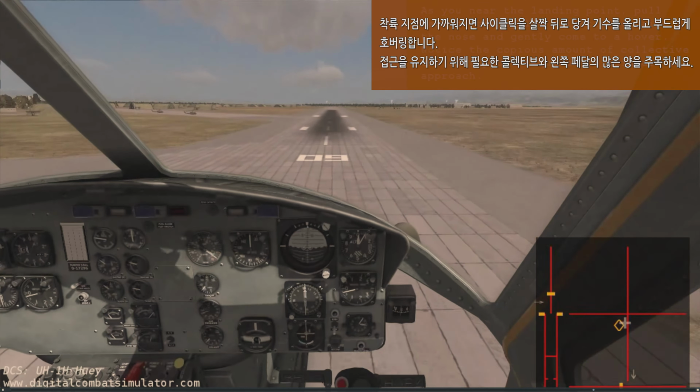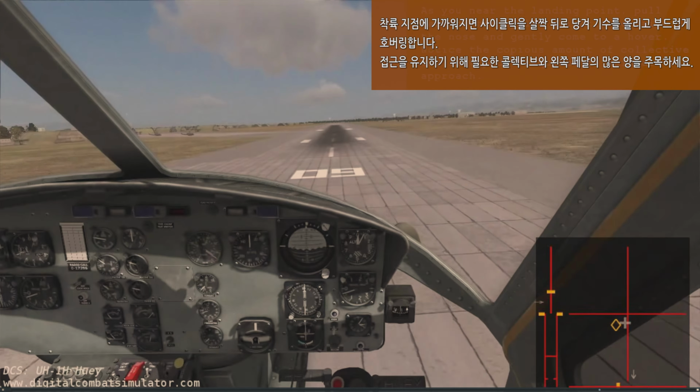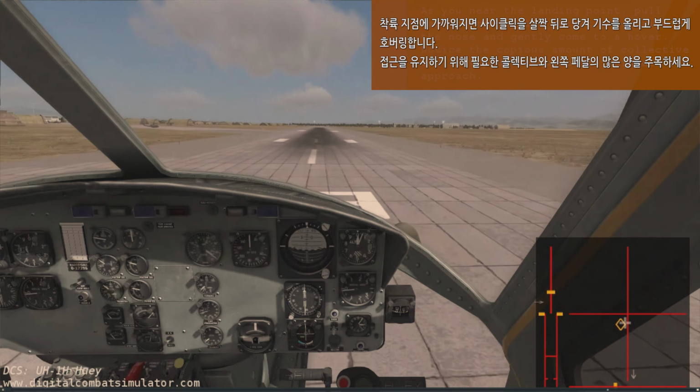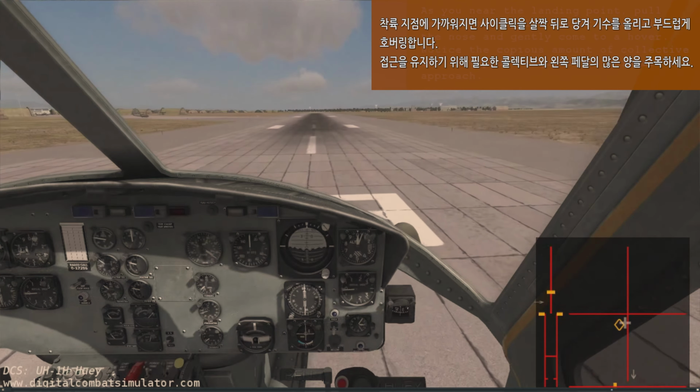As you near the landing point, pull back on the cyclic slightly to raise the nose and gently come to a hover. Notice the copious amount of collective and left pedal required to maintain the approach.